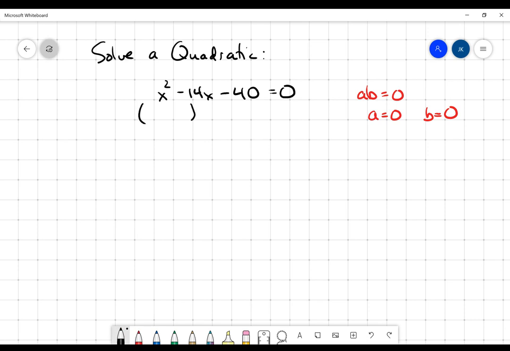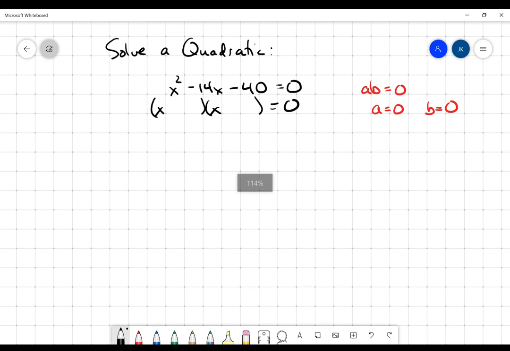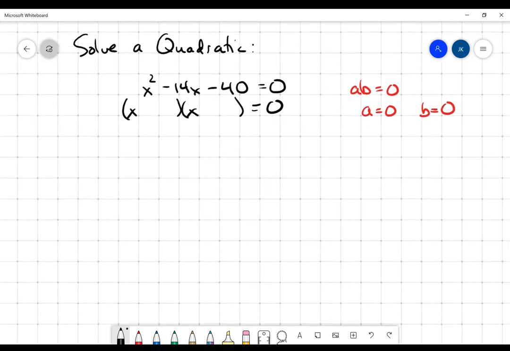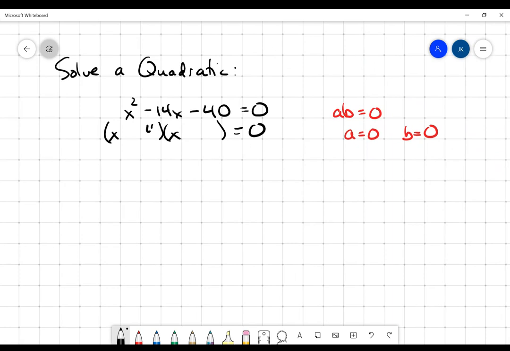Now, I might start doing something like this, and I'm going to break this down here. I know that the first two terms in those binomials have to multiply to get x squared. My last two have to have a product of negative 40 and add to negative 14. Now, I think the obvious choices here would be 4 and 10. Okay, because there's my product of 40 and there's my sum of 14.